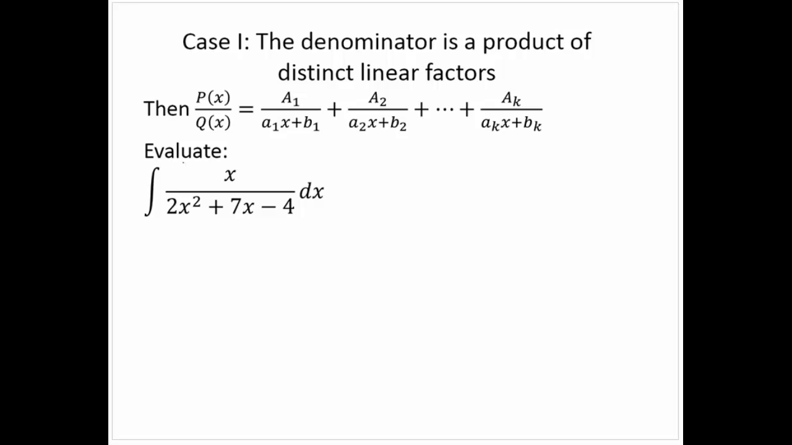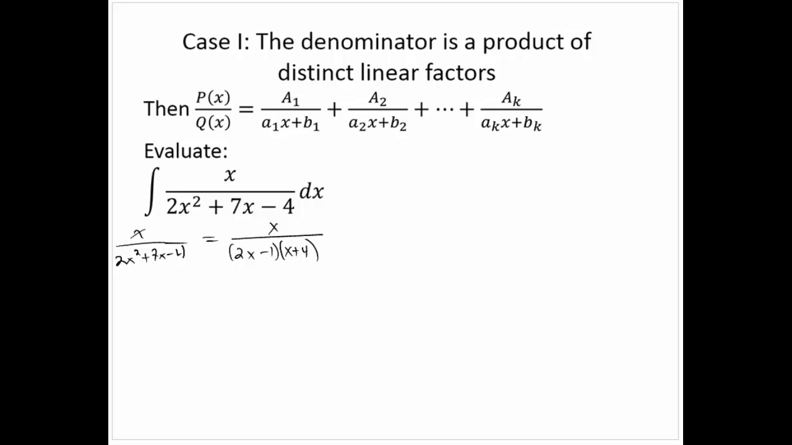Okay, look. We have this integral of x over 2x squared plus 7x minus 4. Notice that denominator can be factored as 2x minus 1 times x plus 4. If you need to review factoring, that's something you're going to have to do on your own.